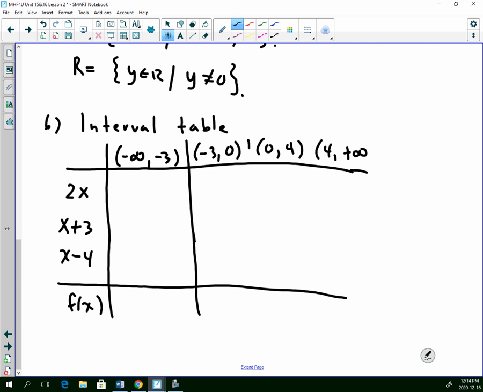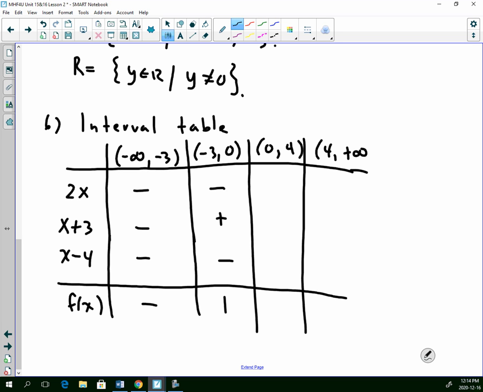And then we'll just pick some numbers. Okay, so I'm going to pick a number less than -3. I'll pick -4. So negative, negative, negative. So combined, that will give me a negative result. So it's below the x-axis there. And then between -3 and 0, I'll pick -2. Negative, so that's positive. Between 0 and 4, I'll pick 2. Positive, positive, negative. And then between 4 and positive infinity, I'll just pick 5. So that helps me finish my sketch.